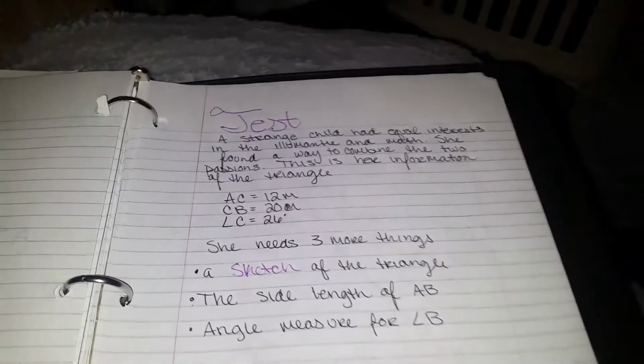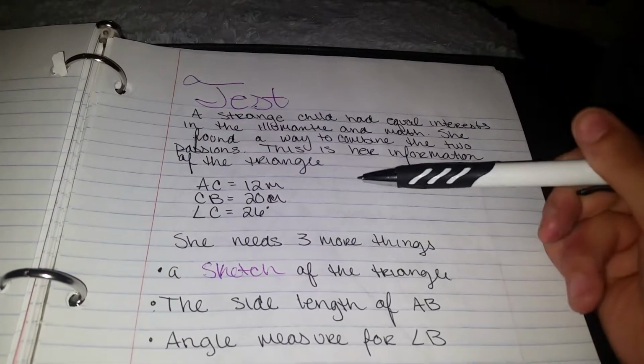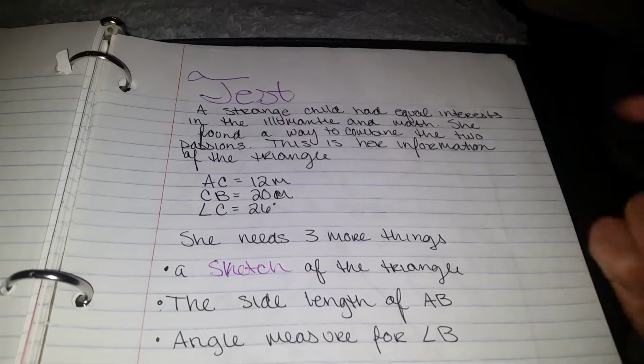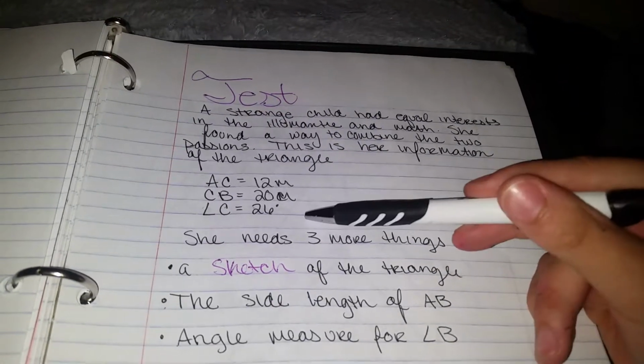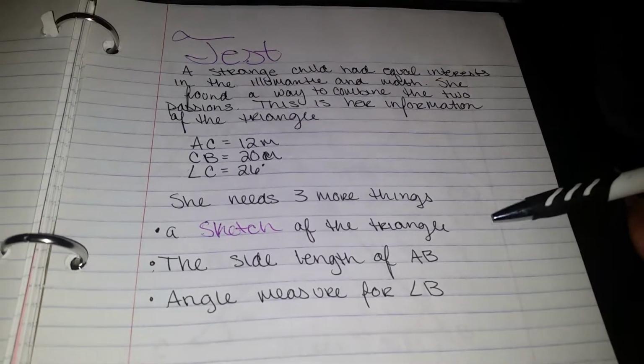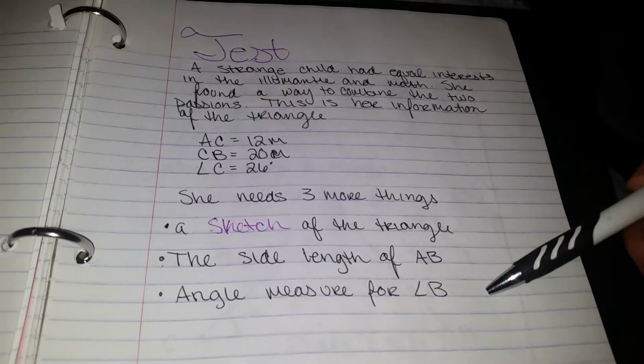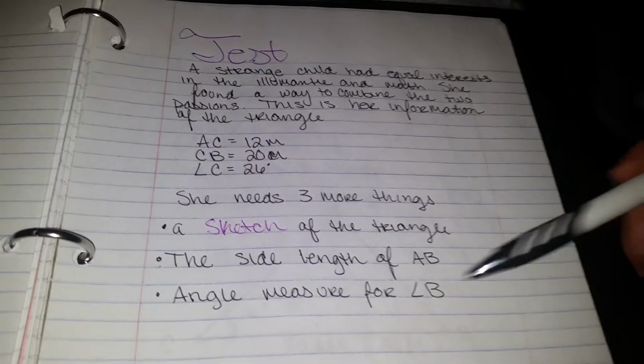So, here is the question. A strange child has equal interests in the Illuminati and math. She found a way to combine the two passions. This is her information of the triangle. So, we can see all that. We see that she knows that AC is 12 meters, CB is 20 meters, and angle C is 26 degrees. She needs 3 more things to complete this. So your job is to make a sketch of the triangle, find the side length of AB, and find the angle measure for angle B.